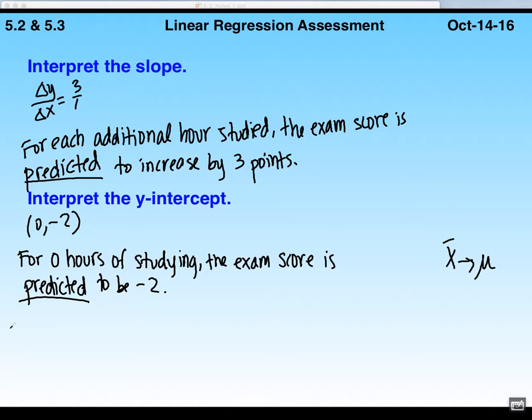Now, in all reality, contextually, does that make sense? No. Majority of the time, your y-intercept is useless. A lot of times you're going to get a y-intercept that doesn't make sense. The slope is looked at way more often. Do you know why this y-intercept doesn't make sense? Yeah, like not contextually. There's a vocab word for it.